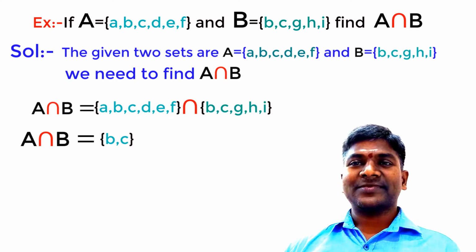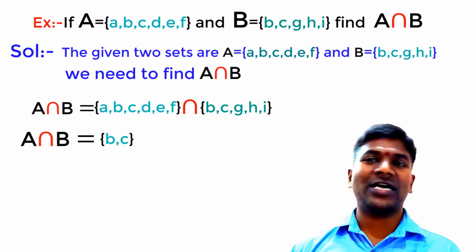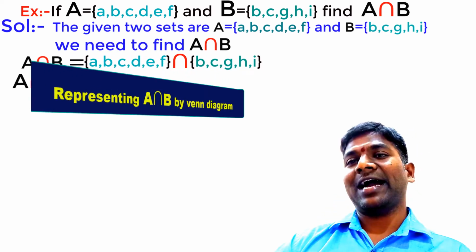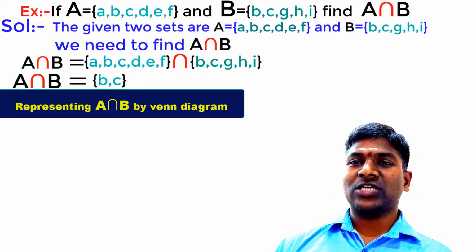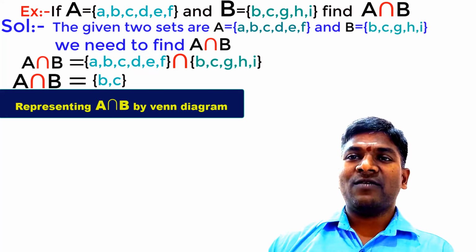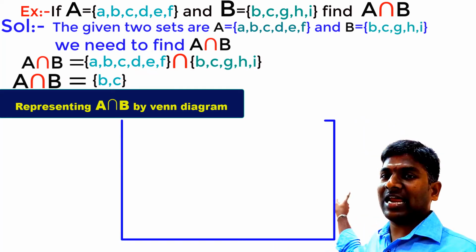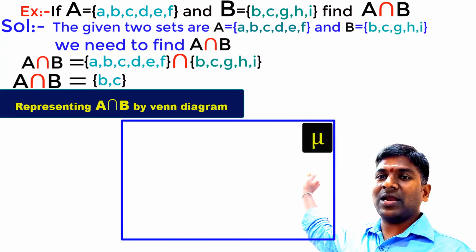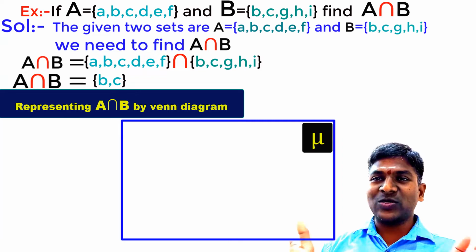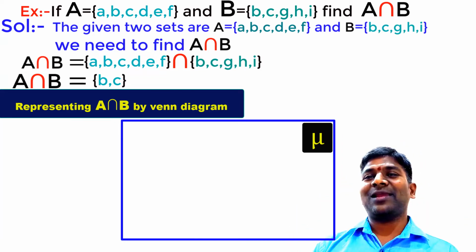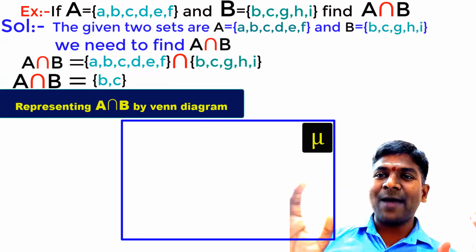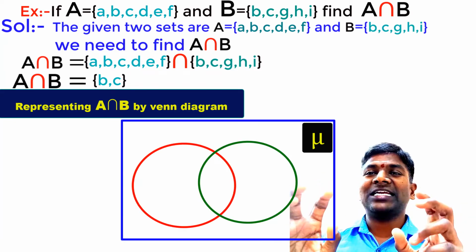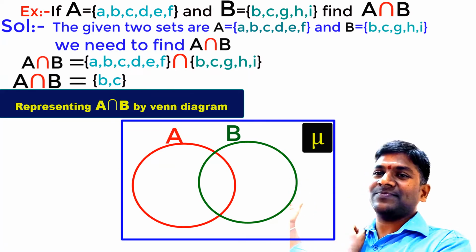Okay children, sometimes the same question may be asked to find A intersection B by using a Venn diagram. Let us try to solve it using a Venn diagram. In a Venn diagram, first we draw a rectangle which represents the universal set, and in the right top corner we put the symbol of the universal set, mu. Here the two sets have common elements, so we overlap two circles which represent set A and set B as shown on the screen.